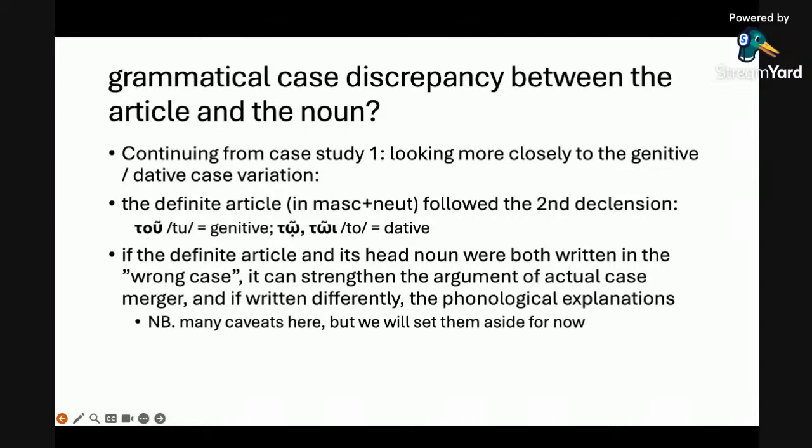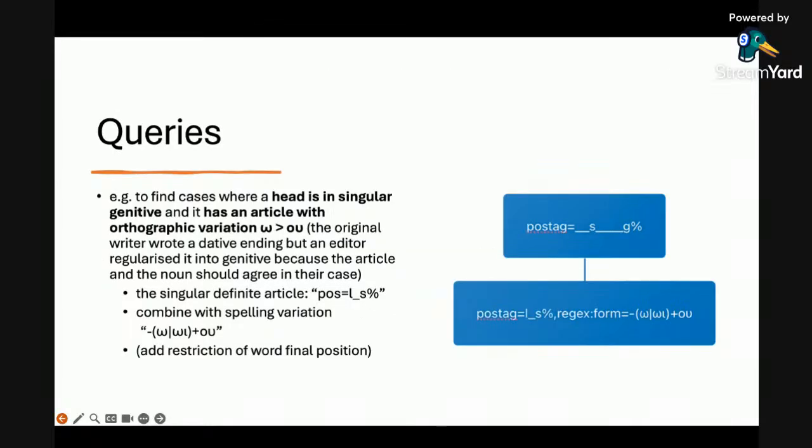So, okay. Let's go look at what kind of queries we can then make. So we can, for example, try to find cases where the head word is in singular genitive, and then it has an article with orthographic variation from omega to u, so from the dative to genitive. So the original writer wrote a dative ending, but an editor regularized it into genitive because the article and the noun should agree between themselves.